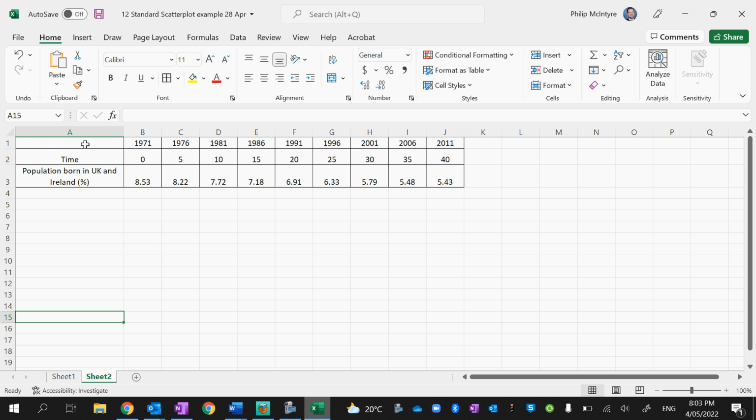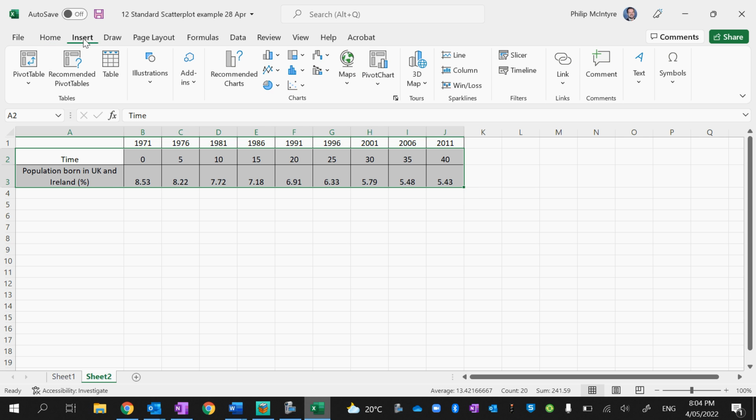Time, population born in the UK. So again, to do the plot, we ignore the years. Those have been represented by 0 to 40. So basically 0 represents the start of the data, 1971. How many years after 71? Well, 40 years after is 2011. So that's how we do that.